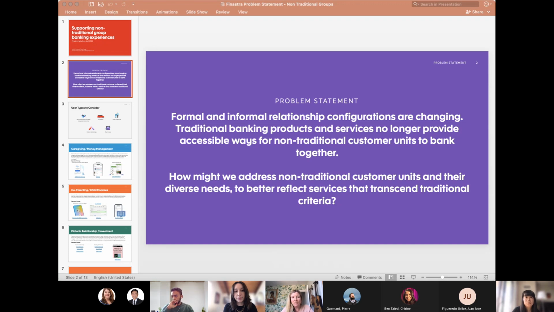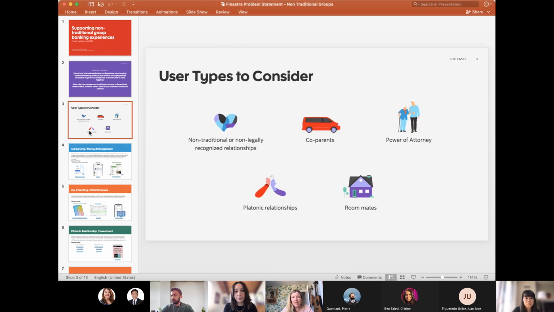So moving on to the next slide, we had started to think about what types of users we might want to consider in this space. And we think that this is a really great opportunity to hear from some of the hackers around additional use cases that you can think of for sure. But we just wanted to give you a few examples of things where we feel there's a lot of room for opportunity in terms of service delivery. So non-traditional or non-legally recognized relationships would be one.